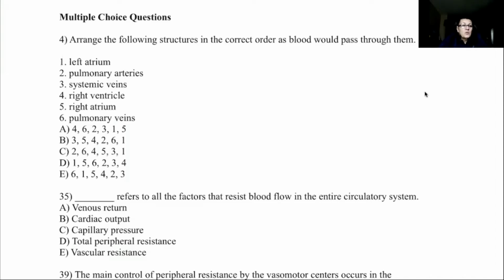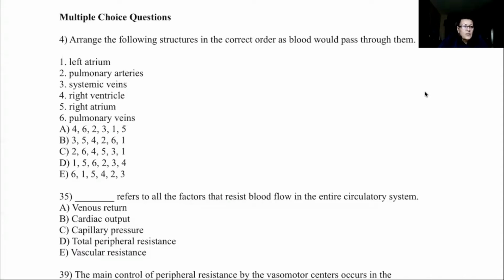Okay, we're going to start with the right atrium. Going down to the right ventricle. Going to the pulmonary arteries. Once it hits the lungs, it comes back through the pulmonary veins to the left atrium and left ventricle, systemically.